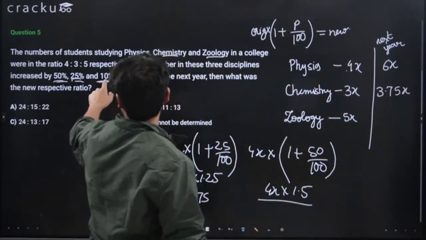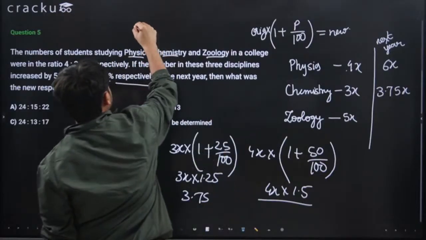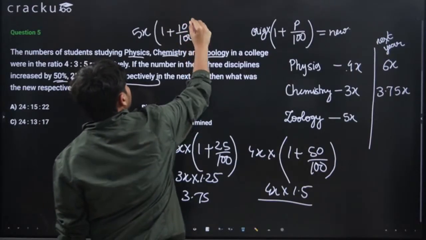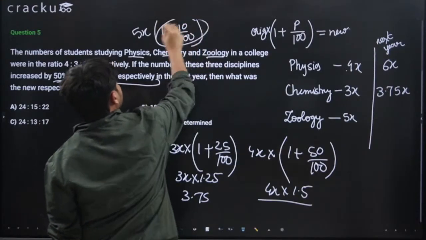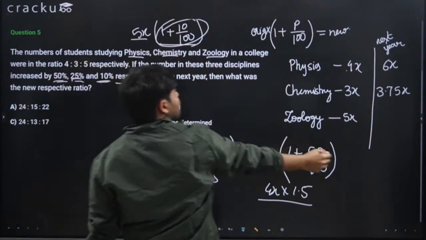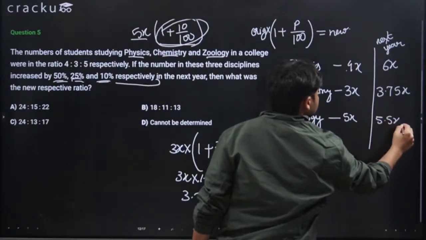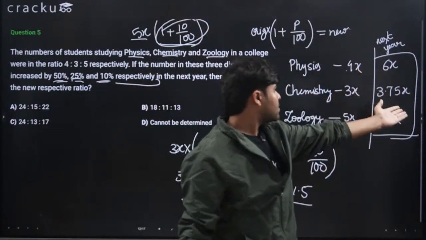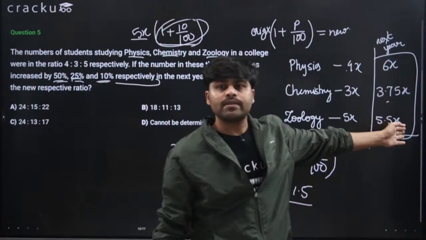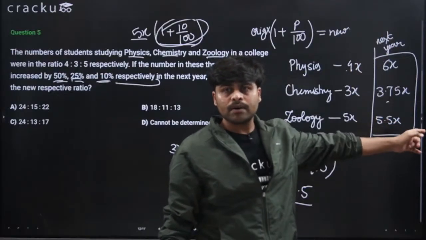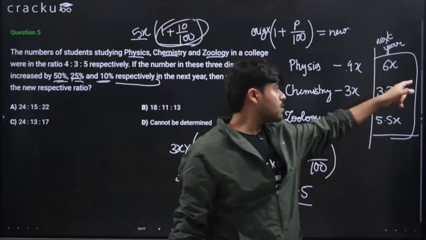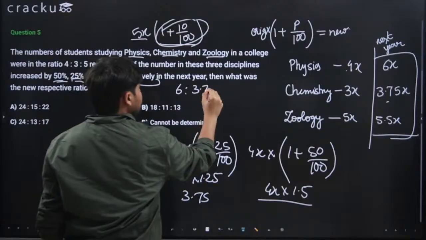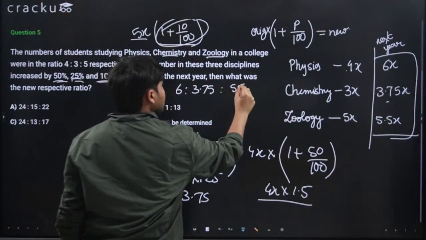Similarly, 5x will be multiplied by 1.1, because it is 1 plus 10 over 100, which is 1.1. So 5x times 1.1 is 5.5x. This is the ratio. That's it: 6x, 3.75x and 5.5x. We can multiply this by a number so that all of these are integers. These are not integers now, right? We can write the answer as 6 ratio 3.75 ratio 5.5, and this should be the correct answer.